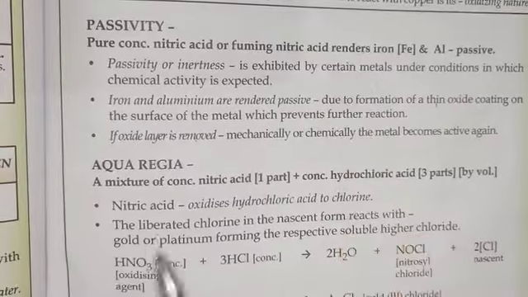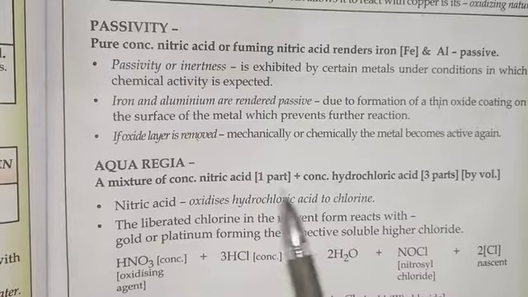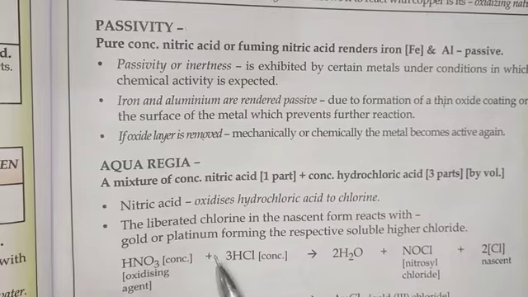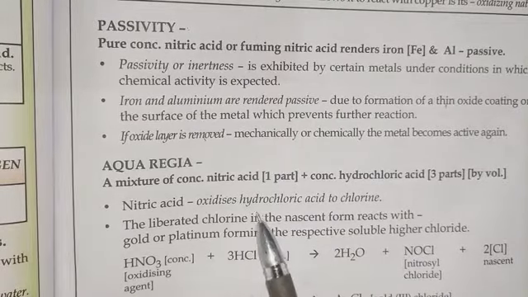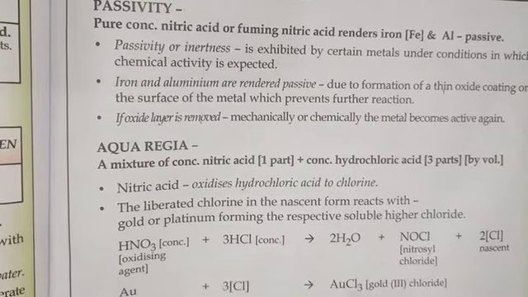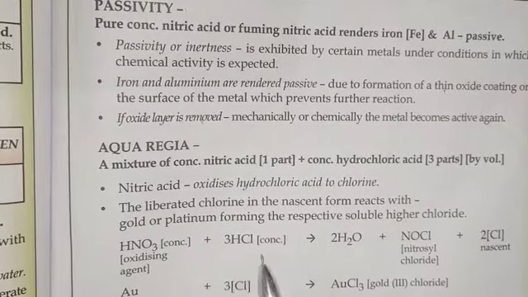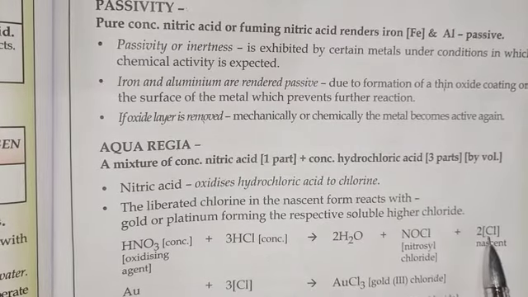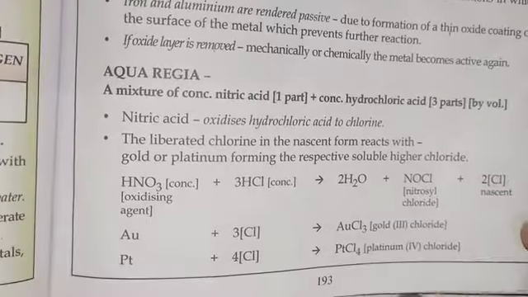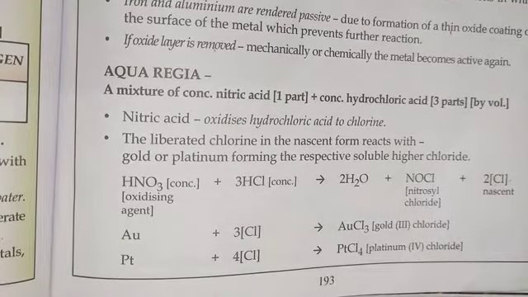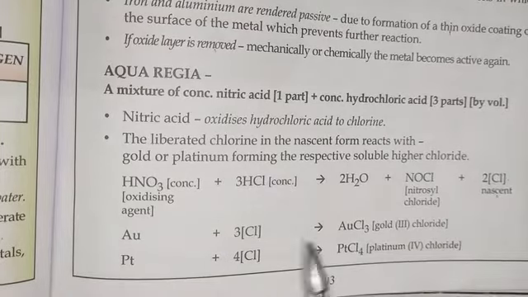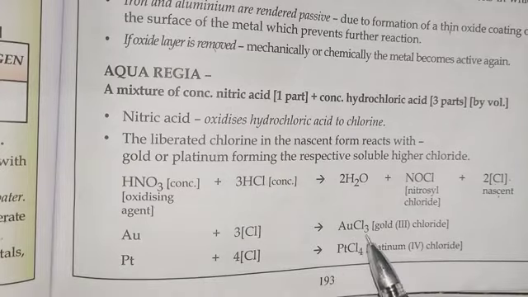Now aqua regia: concentrated nitric acid 1 part plus concentrated hydrochloric acid 3 parts by volume, when mixed together, are known as aqua regia. Nitric acid oxidizes hydrochloric acid to chlorine. You have studied about it in the chapter on hydrogen chloride gas. HNO3 plus 3HCl gives 2H2O plus NOCl plus 2Cl. Nascent chlorine is formed here. The noble metals like gold and platinum usually do not react with acids. They react with aqua regia due to the formation of nascent chlorine, and they are converted to their metallic chlorides.